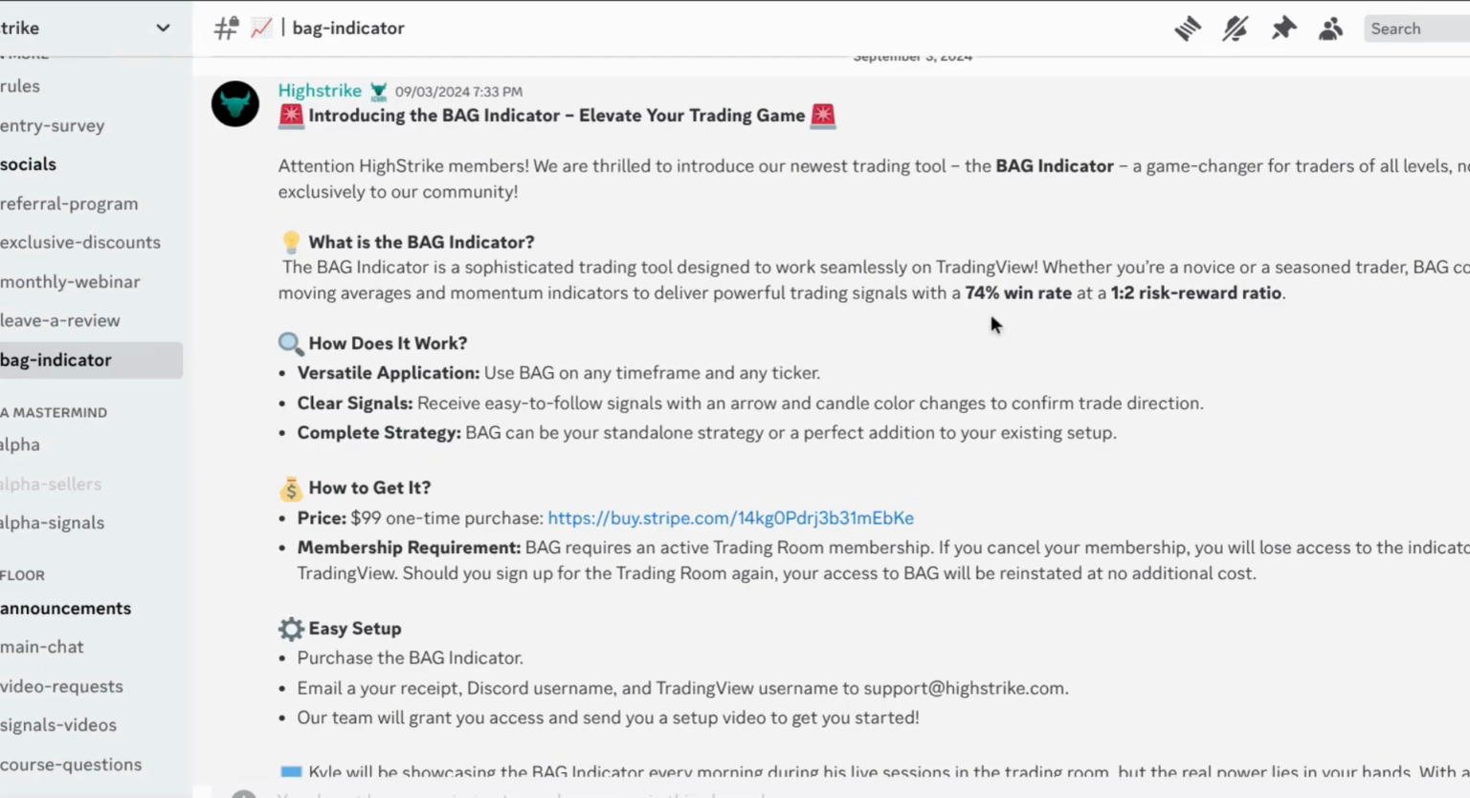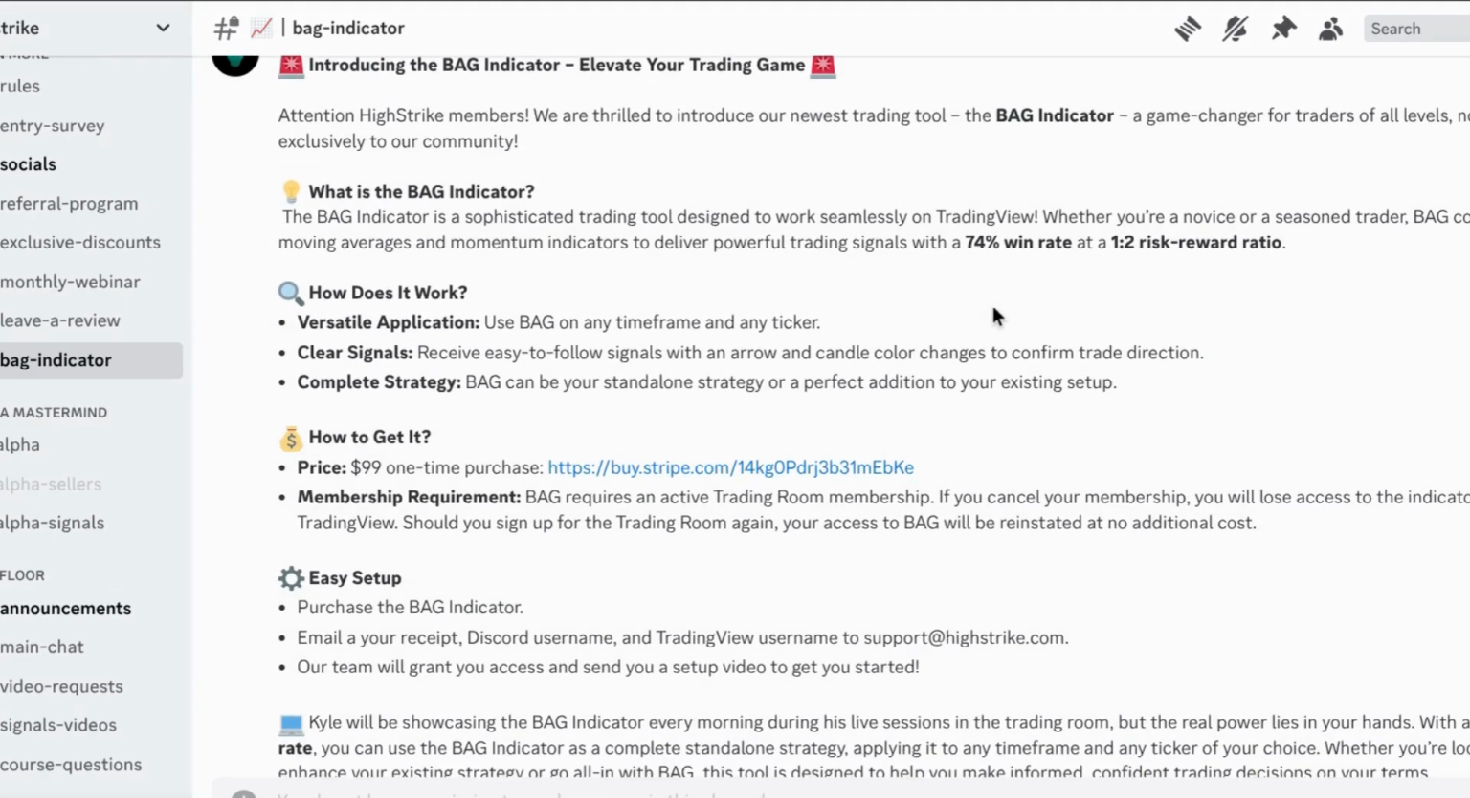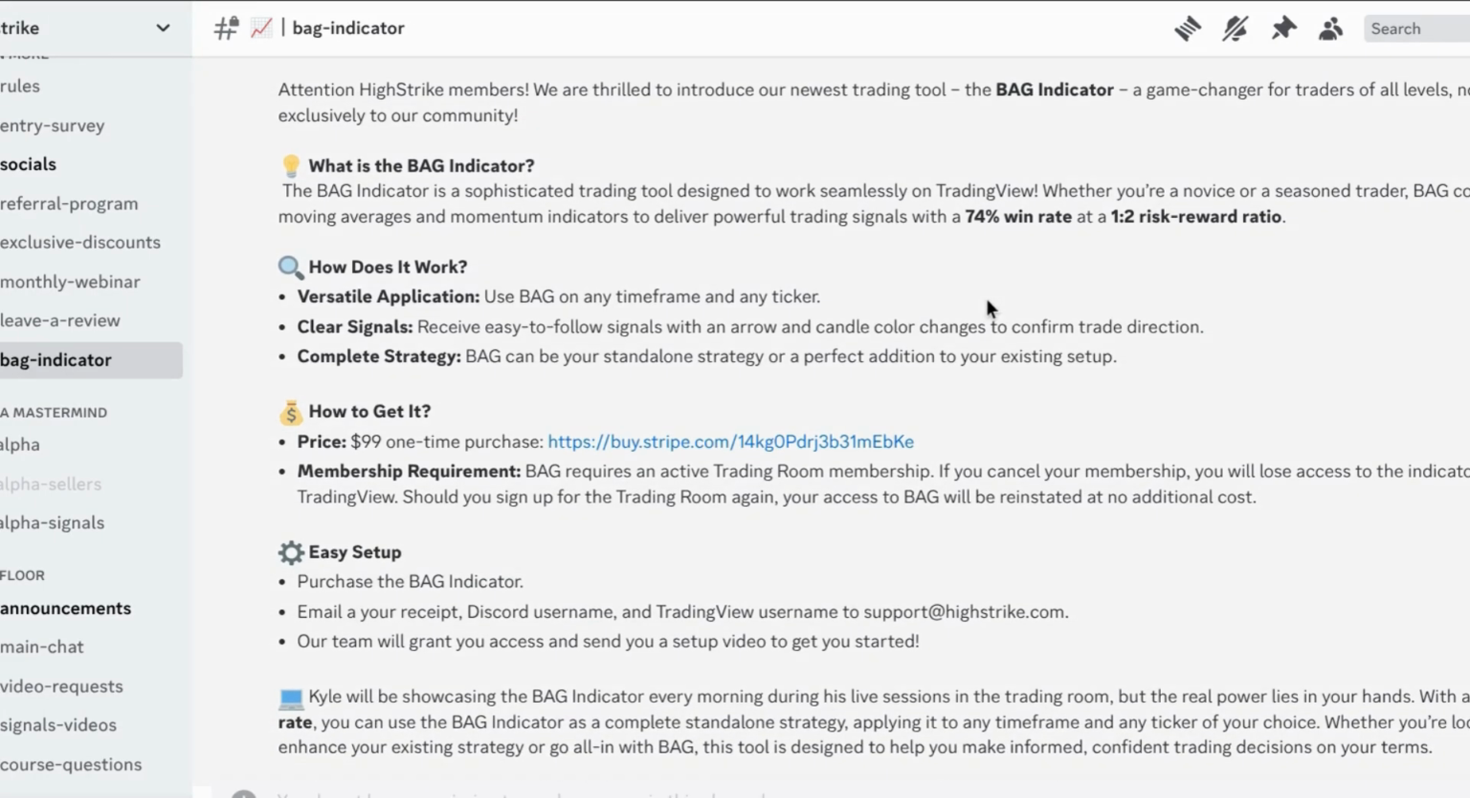Has a great win rate. When it started, he backtested a long time and got about 74% win rate. I've found on average it's in the 60s, but I use a 1.5 R ratio, so that's a profitable strategy.